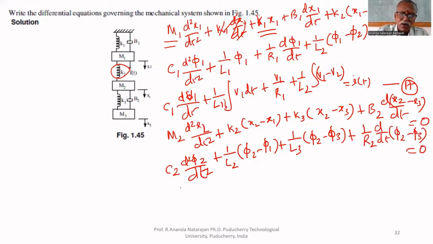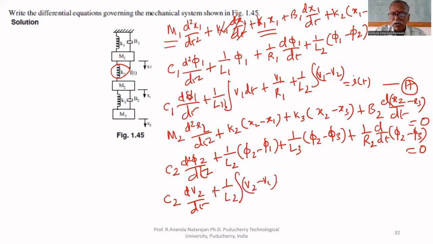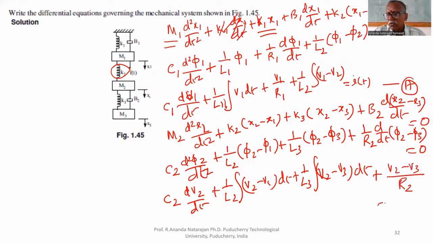equal to 0. So now we can write in terms of voltage: C2 dV2 by dt plus 1 by L2 integral of V2 minus V1 dt plus 1 by L3 integral of V2 minus V3 dt plus (V2 minus V3) divided by R2 equal to 0. This is the second equation. We have to write the third equation.